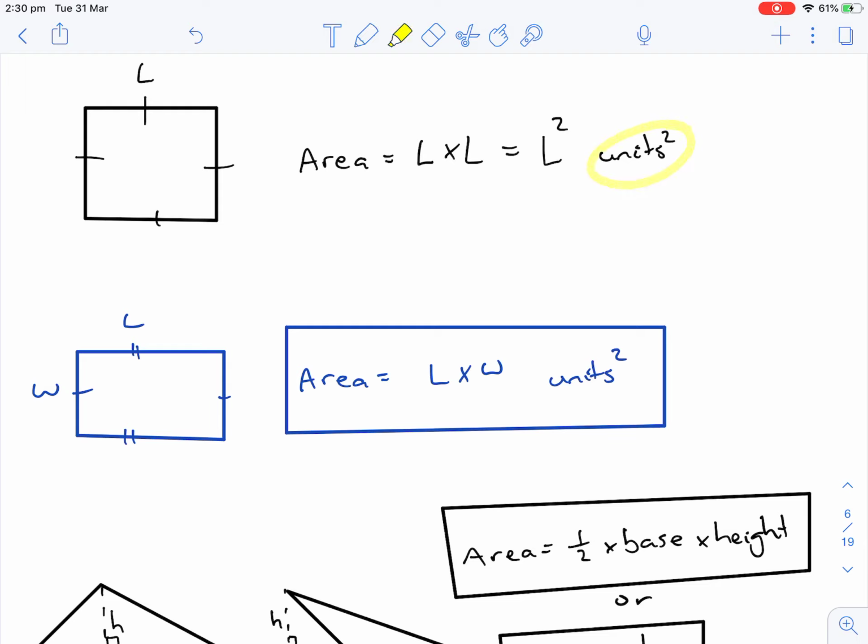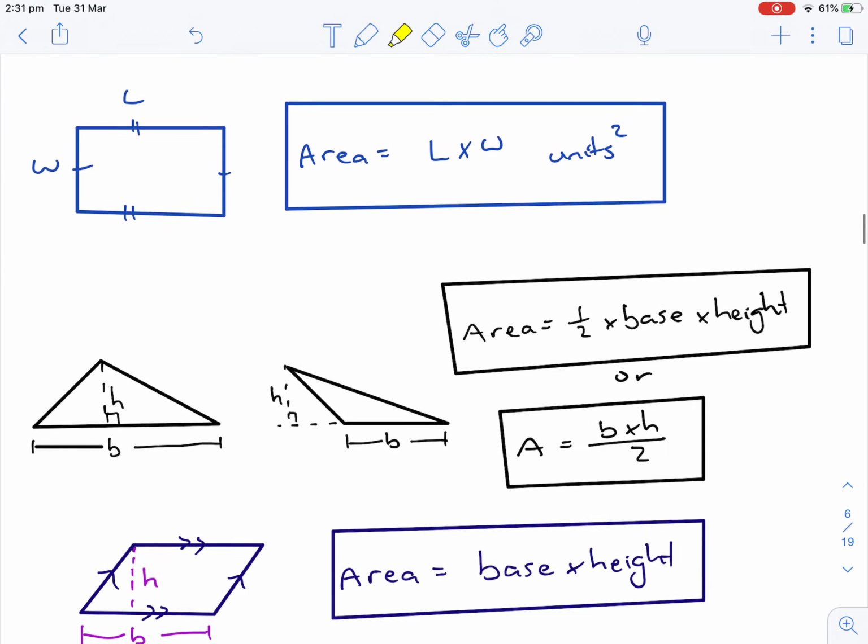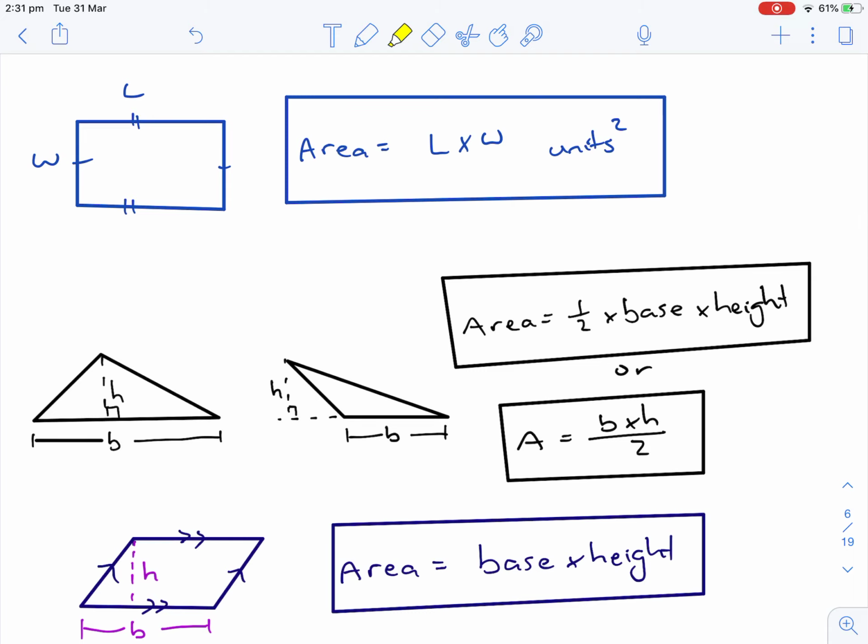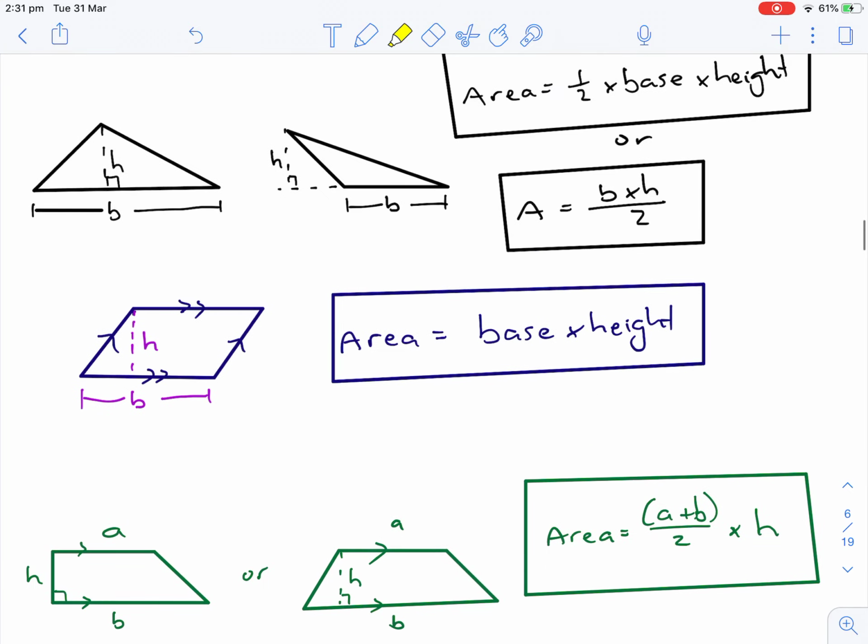So if it was being measured in centimetres, it would be centimetres to the power of 2, or if you're measuring it in metres, it would be metres to the power of 2. So don't forget those little things. If it's a rectangle, then you know it's the length times the width. And again, don't forget to quote your answer in units to the power of 2.